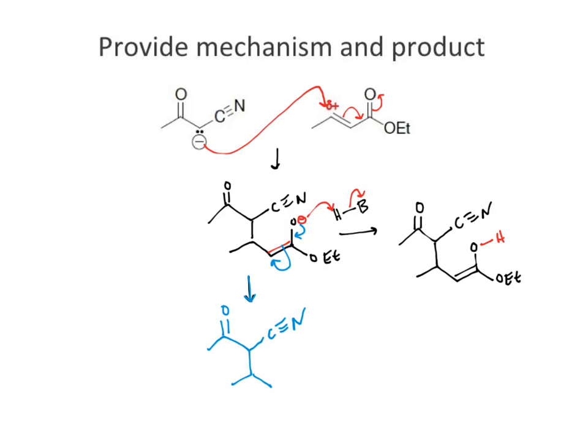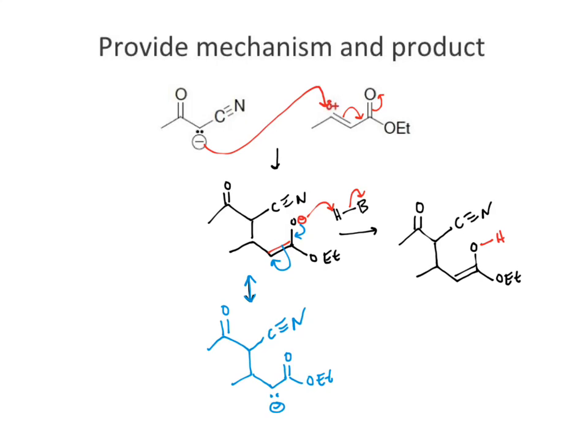Maybe it'll help if we draw it all out. Yes, it's an enolate. What's the relationship between my black structure and my blue structure? They are resonance structures. Okay, so we drew resonance.